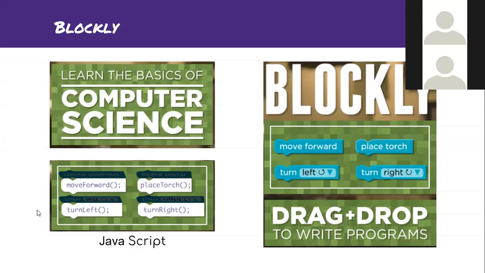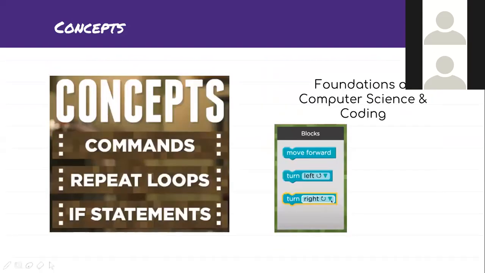I think that's all for now. So then, there we go. These are the concepts and the foundations of computer science and coding. And no matter what language you use, these concepts will be universal throughout. You will be using these things in any computer programming language that is available. These are universal concepts and commands, repeated loops, and if statements. So those are the foundations, the building blocks of coding.